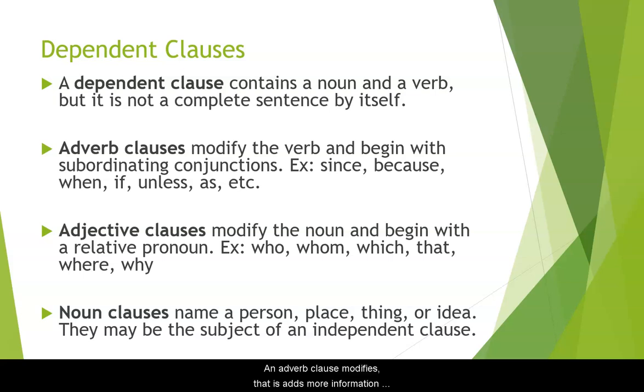An adverb clause modifies, or that is, adds more information about a verb and begins with a subordinating conjunction. The list here contains a few examples, but you can find a more complete list online. An adjective clause modifies, or that is, adds more information about a noun and begins with a relative pronoun. And finally, a noun clause stands in for a person, place, thing, or idea, and can actually serve as the subject for an independent clause.